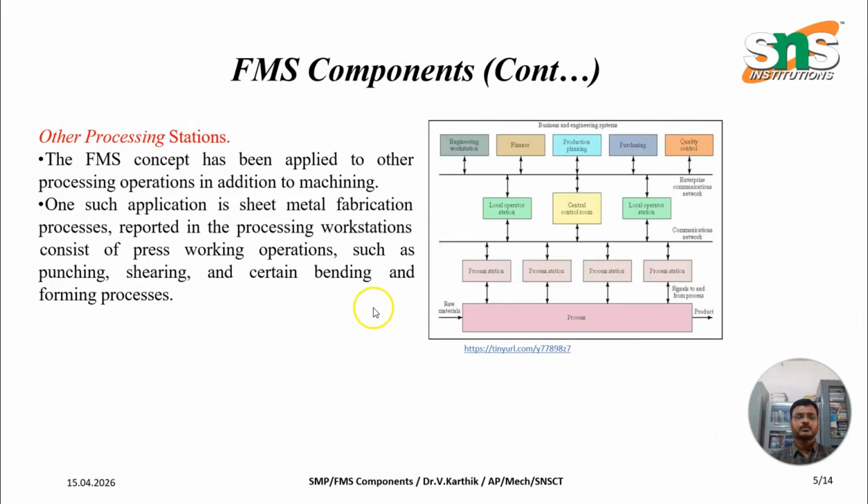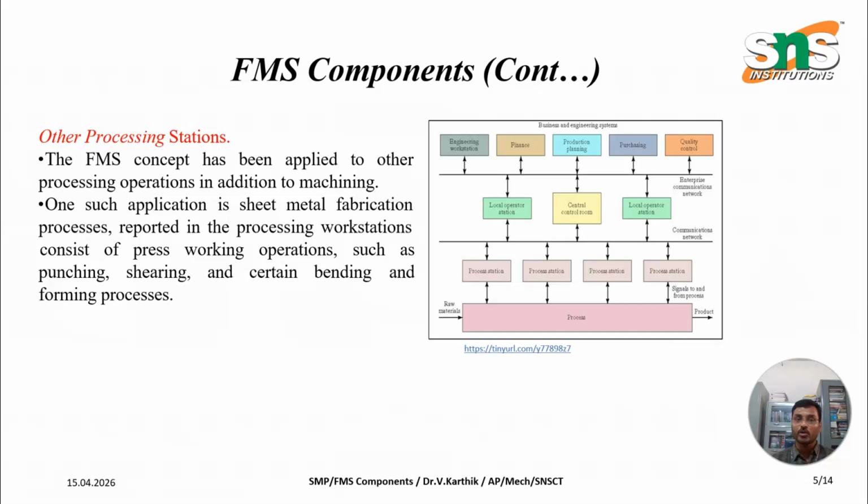And then other processing stations, where the FMS concept has been applied to other processing operations like sheet metal fabrication and press working, punching, shearing, and then bending and forming operations. These are some of the major areas in manufacturing where FMS can be implemented, because of the more complex work in machining or punching, shearing, and certain bending and forming processes. So that can be done with the help of the FMS in an automated way.